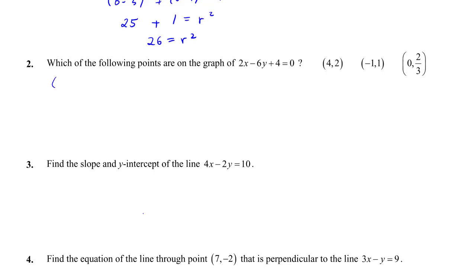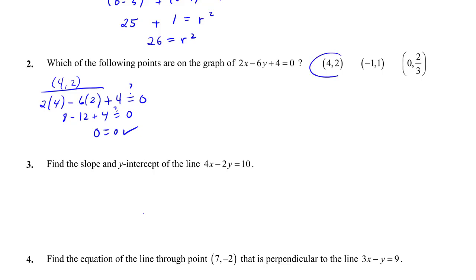So I'll take the 4, 2 point first, and I'm going to check to see if it works. So is 2 times 4 minus 6 times 2 plus 4 equal to 0? Well, that would be 8 minus 12 plus 4 equal to 0. Is that true? Well, I get 0 equals 0. So yes, 4, 2 is on the graph.